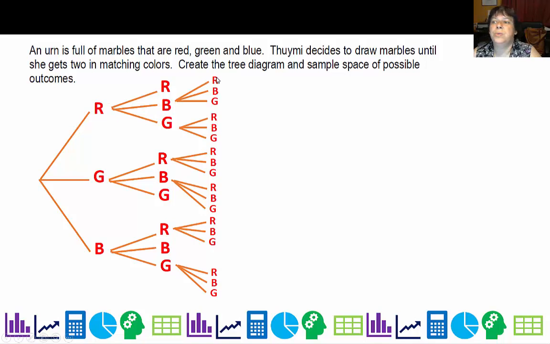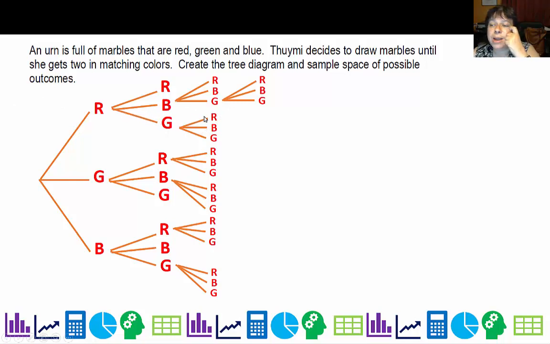Red, blue, and red, she's got 2 reds, so she stops. Red, blue, and blue, she's got 2 blues, so she stops. Red, blue, and green, she's going to draw again. Now, for sure, on this 4th draw, since there are only 3 different colors, she's got to have a pair of matching colors, no matter which marble she draws. And it's basically going to be true for anything else.